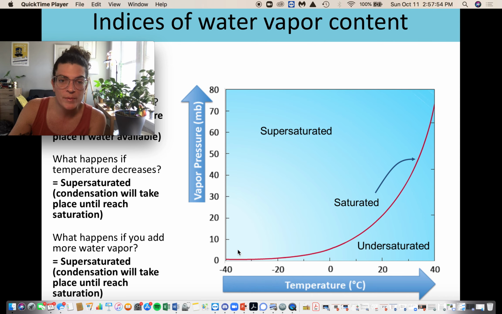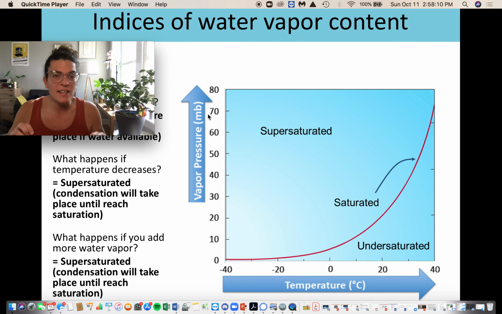So at 0, it was 5, and at 40, it's 70, which means that 40 degrees Celsius air, or about 100 degrees Fahrenheit, can hold 14 times as much water vapor maximum as 0 degrees Celsius air.